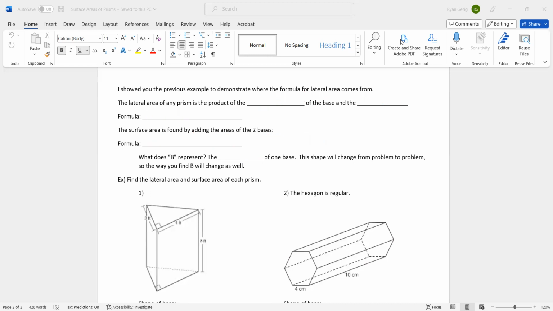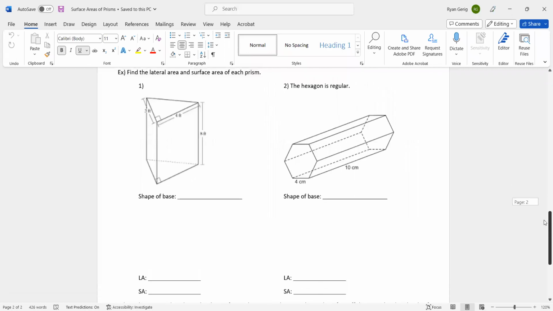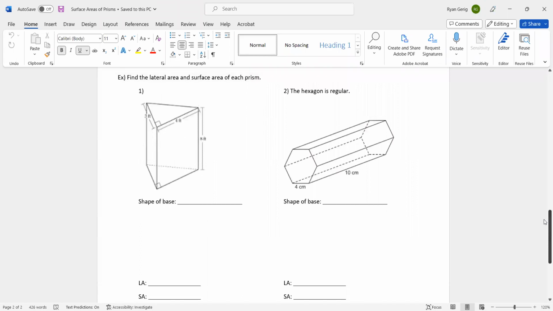Okay. So let's go ahead and do the first couple problems. Find the lateral area and surface area of each prism. Now, I'm going to recommend that you do this first. Identify the base and give the shape of the base. You might even want to write it down. So as you look at this, the two things that are parallel to each other are the two right triangles.